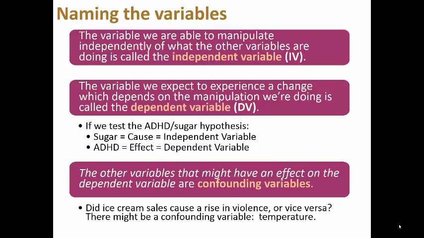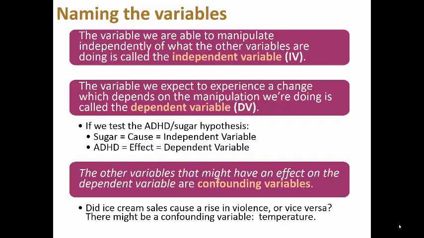So just to give you a sense of what we're calling these variables, I hopefully am not putting you to sleep quite yet. The variables that we're manipulating independently of the other variables are called the independent variables. So whether kids are eating sugar or not is the independent variable. Then the dependent variable is the outcome measure. If we test the ADHD sugar hypothesis, as I mentioned, the sugar and the variability of the sugar is the independent variable, and the symptoms of ADHD, and how they're affected by either taking away the sugar or keeping it there, are the dependent variable.